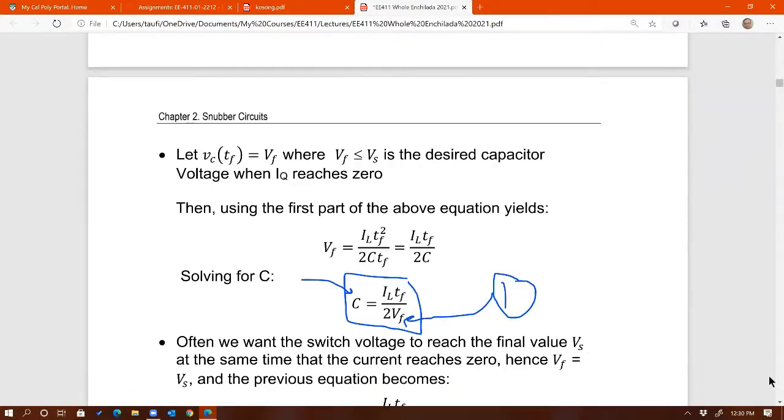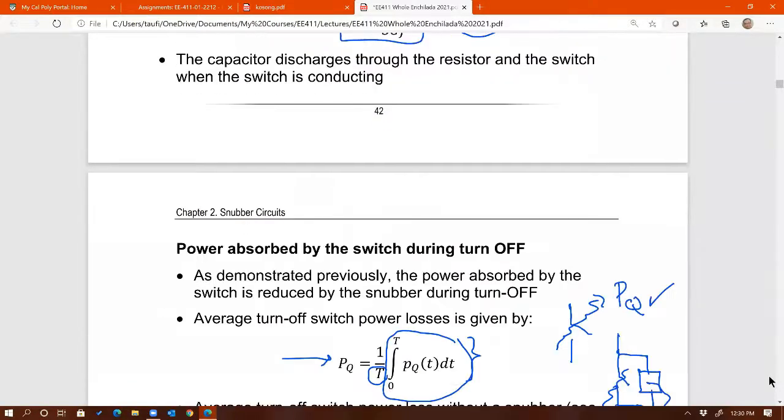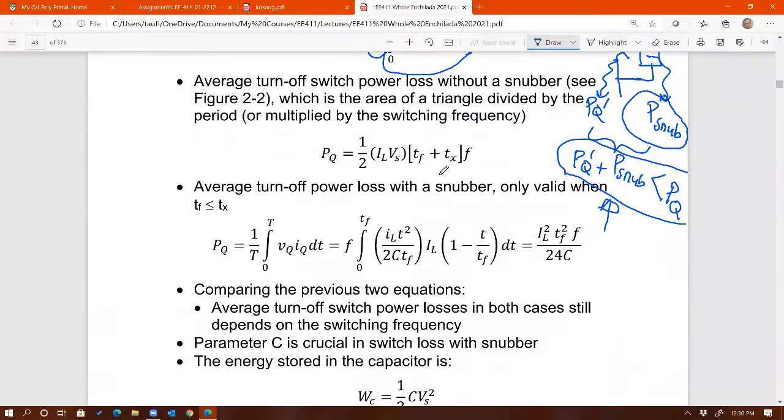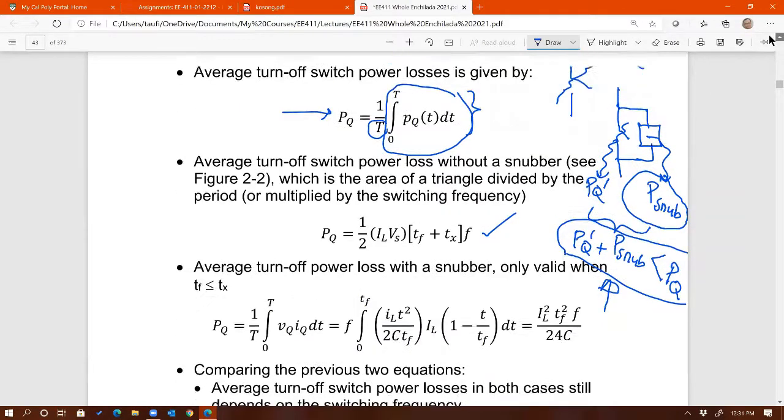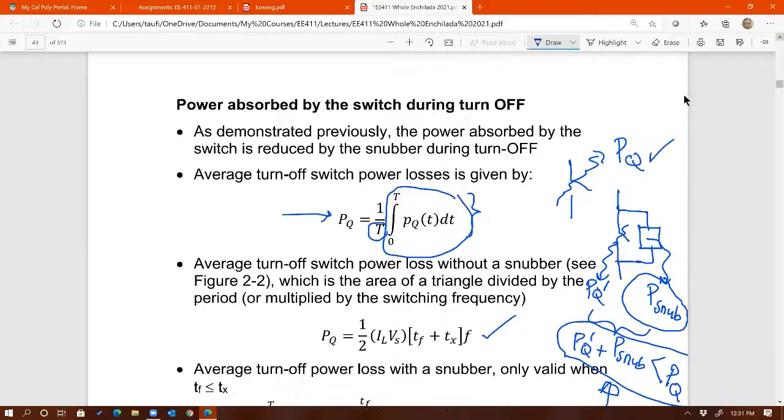In case you're wondering how I got to that equation, it comes from that waveform right there. It's 1/2 of the peak times the base of the triangle, times f, which is the same as dividing by T. Any questions on that first equation before snubber? All right, so that's the switch loss before snubber, the one I drew earlier, the switch by itself. That's this loss right there.